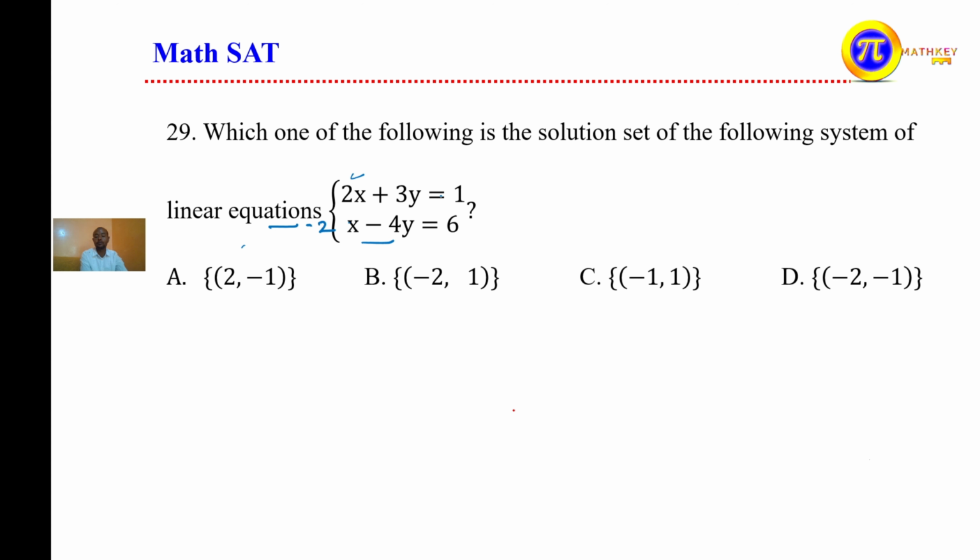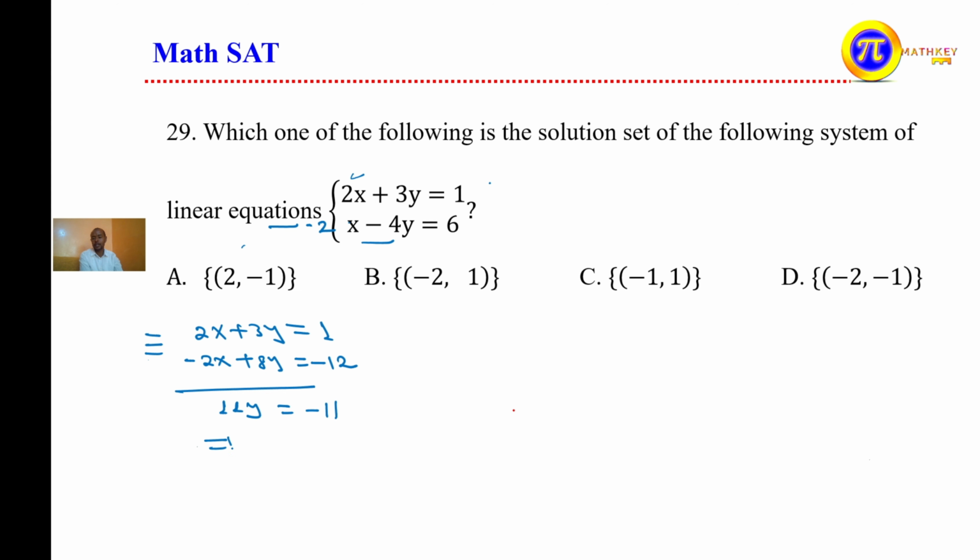Multiply this by negative 2. This implies this is 2x plus 3y equals 1. When you multiply the second equation by negative 2, it becomes negative 2x, negative 2 times negative 4 is plus 8y, equals negative 2 times 6 is negative 12. Take their sum. 3y plus 8y is 11y, which is equal to 1 plus negative 12, that is negative 11. Then what is the value of y?